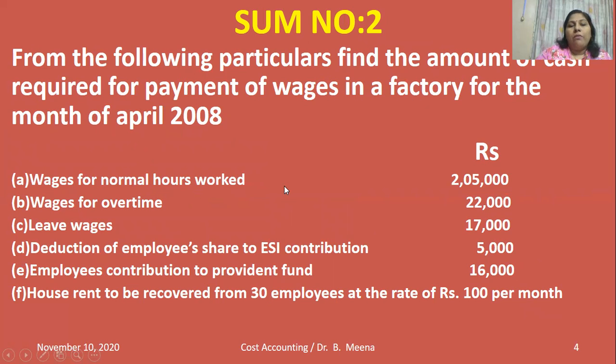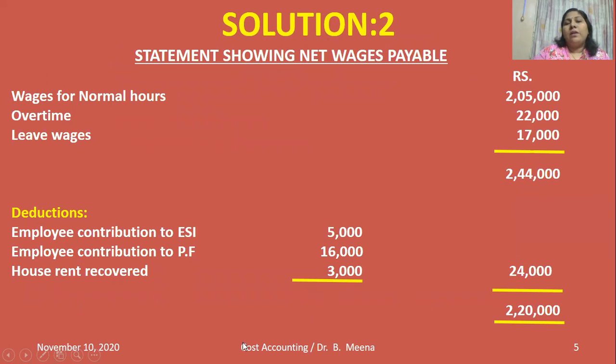We have normal wages 2,05,000, wages for overtime 22,000, leave wages 17,000. If you add these three things, you will get an idea about the gross pay. And what are the deductions given in this problem? Employees' share to ESI, we need to consider, 5,000, and provident fund contribution from the employees 16,000. House rent is also required from the salary. For 30 employees the company may give quarters, so that rent can be recovered from the salary. So 30 into 100. All these three deductions are to be deducted from the gross pay to get the net wages.